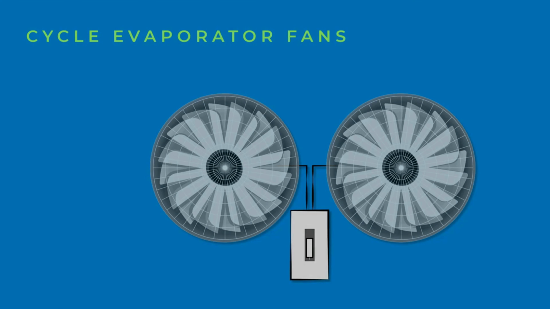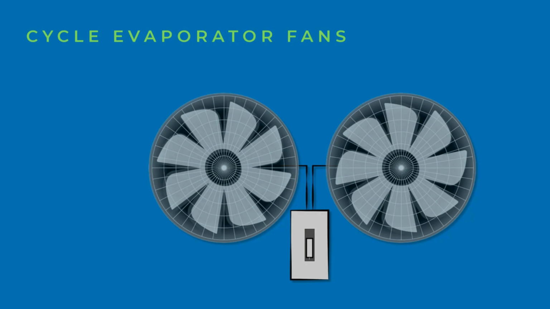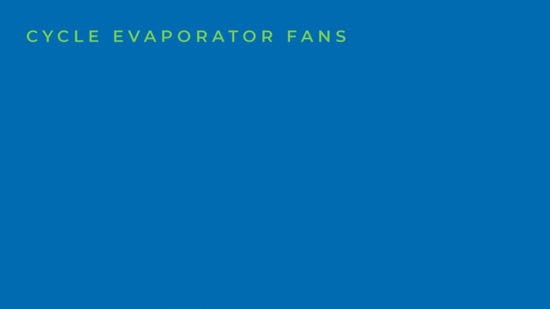Cycling the evaporator fans is a control method that turns off the evaporator fans for most or all of the time that the liquid solenoid valve is closed. This is typically the largest energy-saving modification you can make to your system, as it saves fan power and reduces heat added to the space from fan motors. Some control systems have this option built in, so first check and see if your system already has this capability. If not, you have some options.